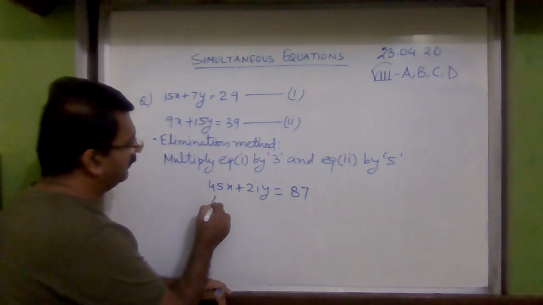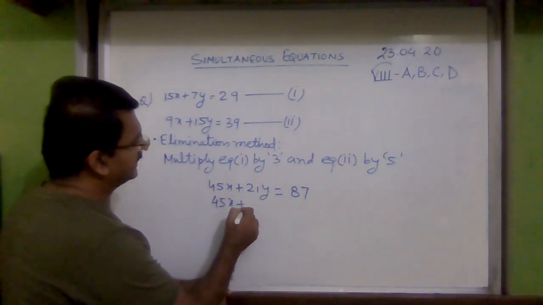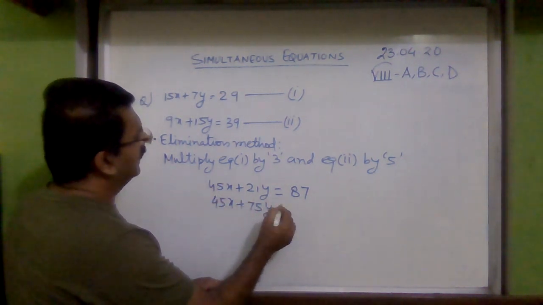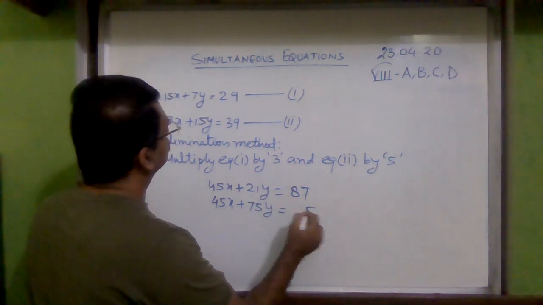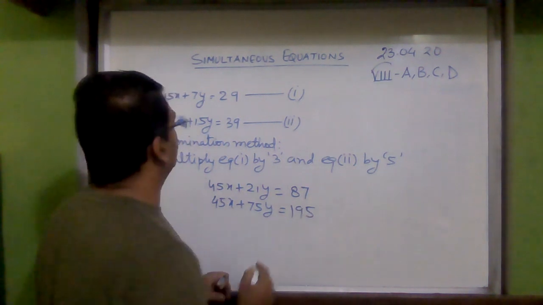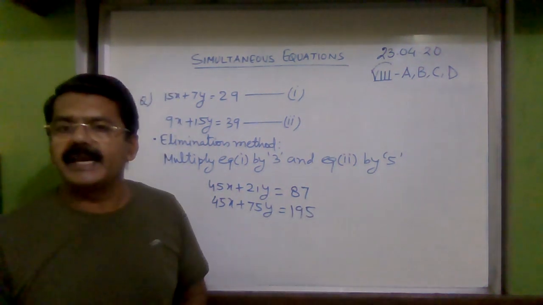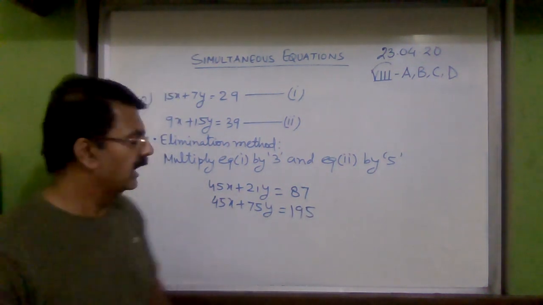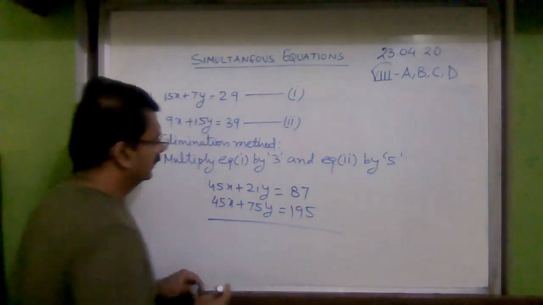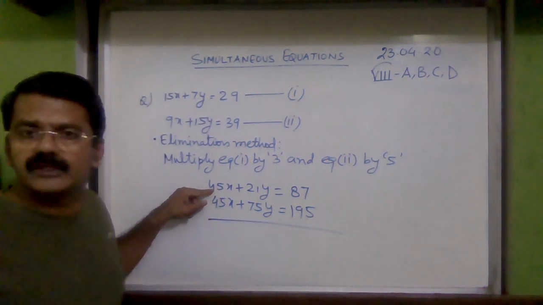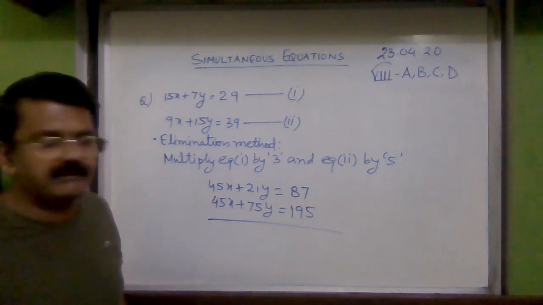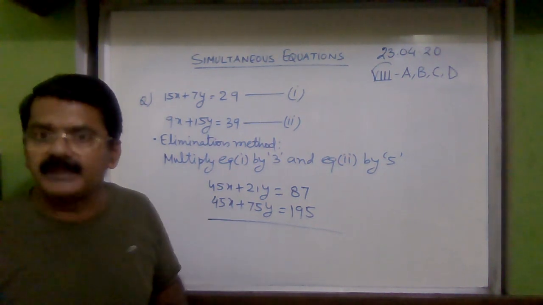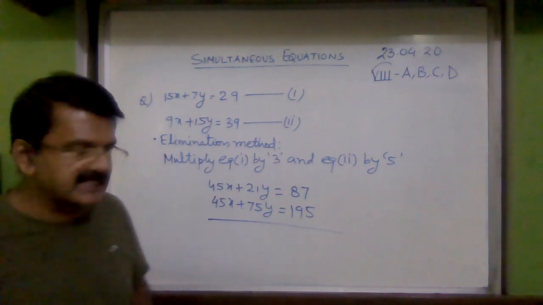So it is 45x plus 75y is equal to 195. 39 into 5 is 195. Clear? Now you can see here the coefficient of x is 45 in the first equation, and in the second equation also the coefficient of x is 45. So we have to subtract, which means again we have to change the sign.